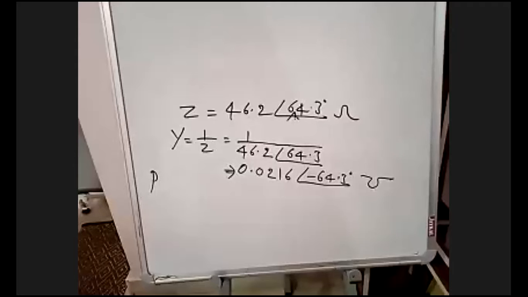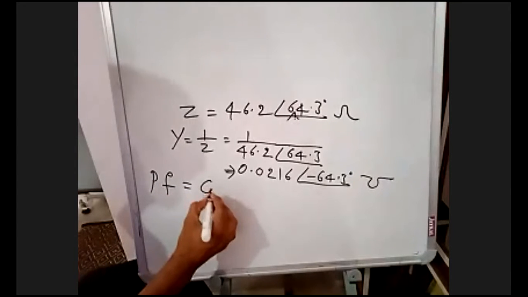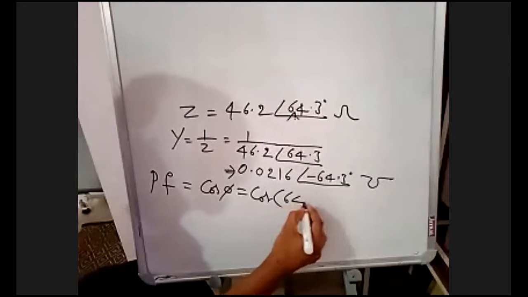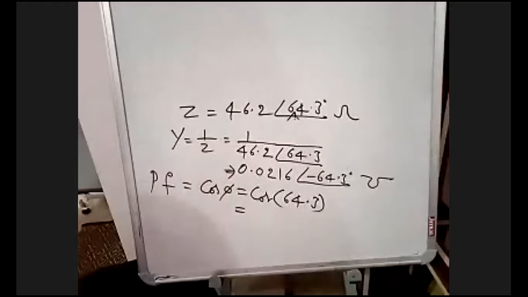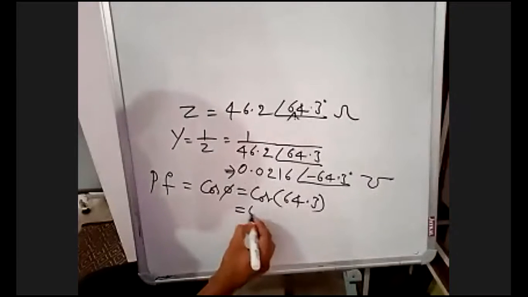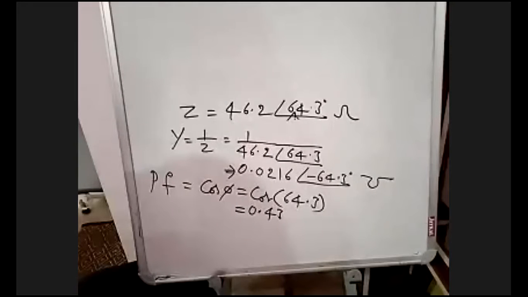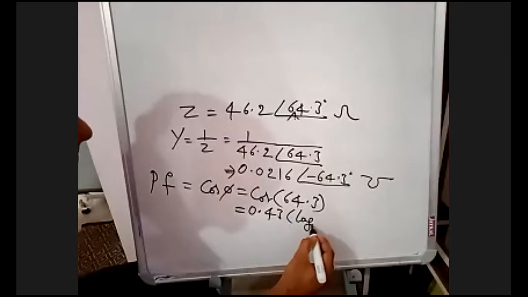Power factor? They are asking power factor also. Power factor is equal to cos phi, cos 64.3. Now tell me what is the value of power factor? 0.43. I am writing it as lagging.